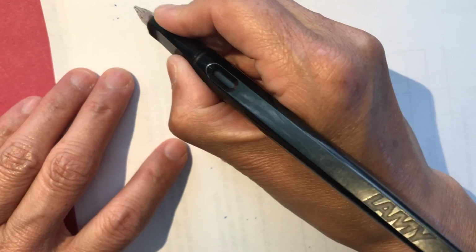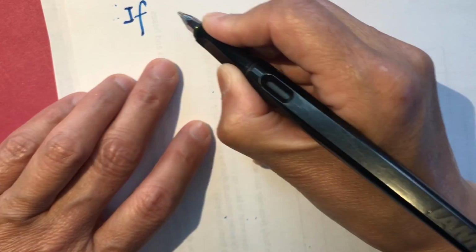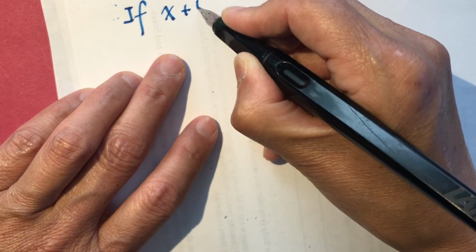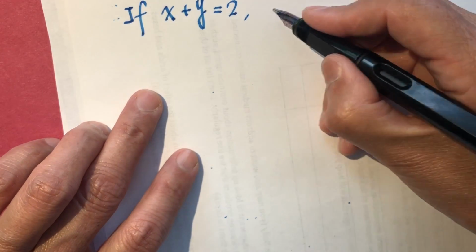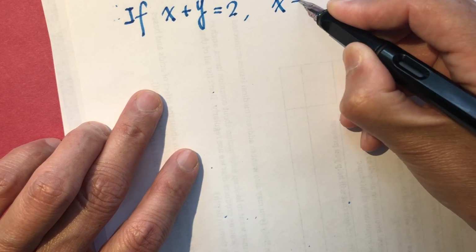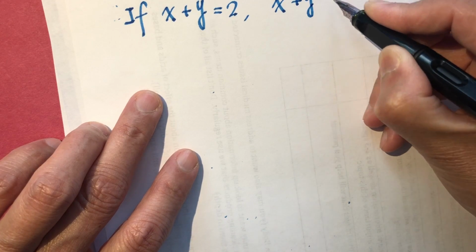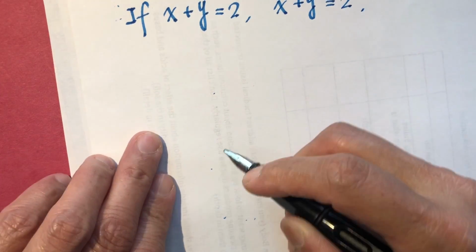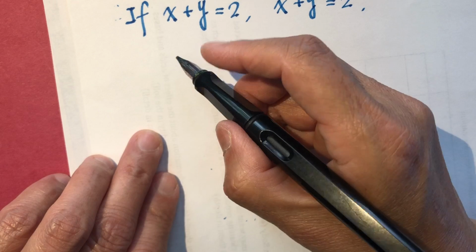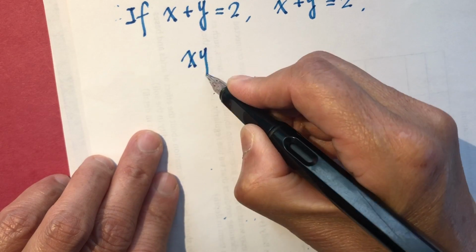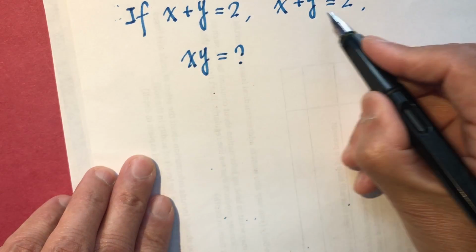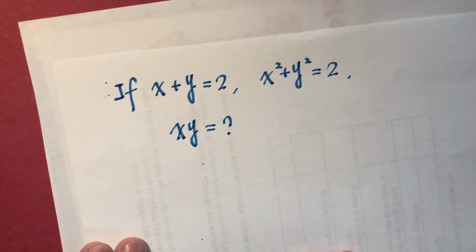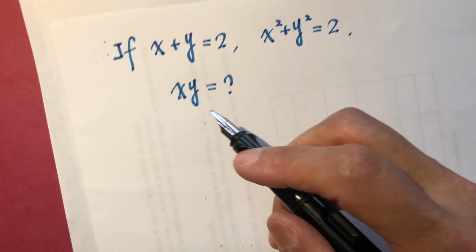Okay, hello dear friends. Here we have another problem. If x plus y equals 2, this is given, and x squared plus y squared equals 2. Okay, what is xy equal to? This is the question. This is given, and this is the solution we are looking for.